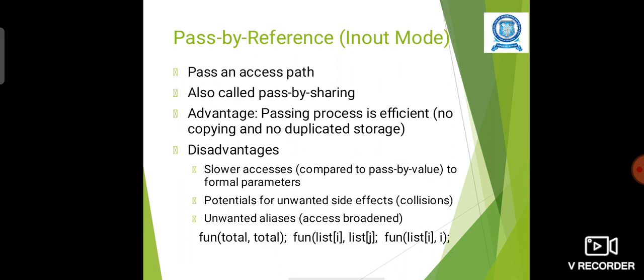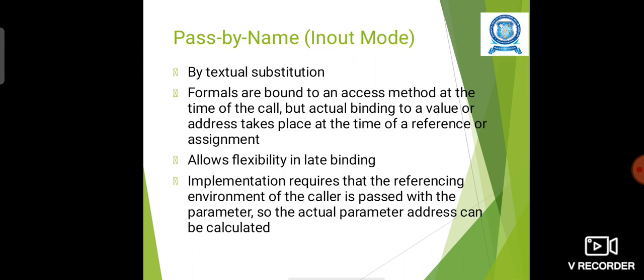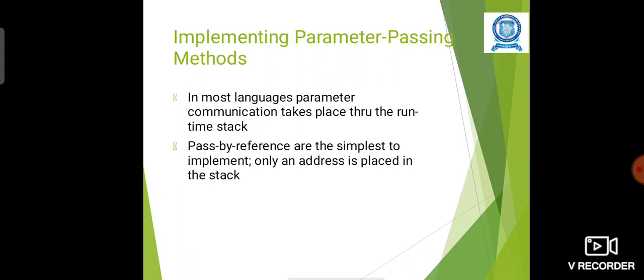Pass by reference, in out mode: pass an access path, also called pass by sharing. Pass by name, in out mode: formals are bound to an access method at the time of the call, but actual binding to a value or address takes place at the time of a reference or assignment.